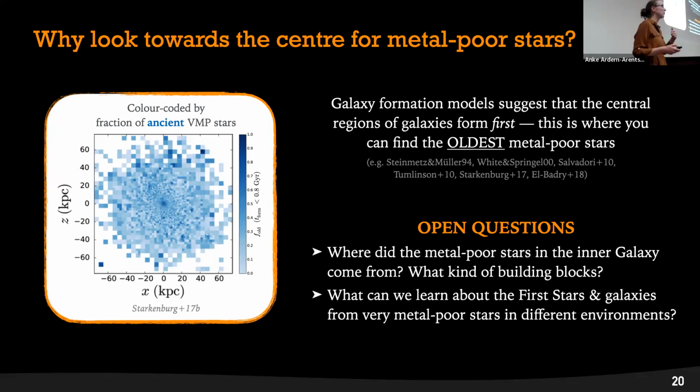And then also, the more metal poor you go, the closer you get to the first stars. You can actually learn about the first stars. And they might have been different in different environments. So that's another reason why we want to find these really metal-poor stars also in the center of the Milky Way.